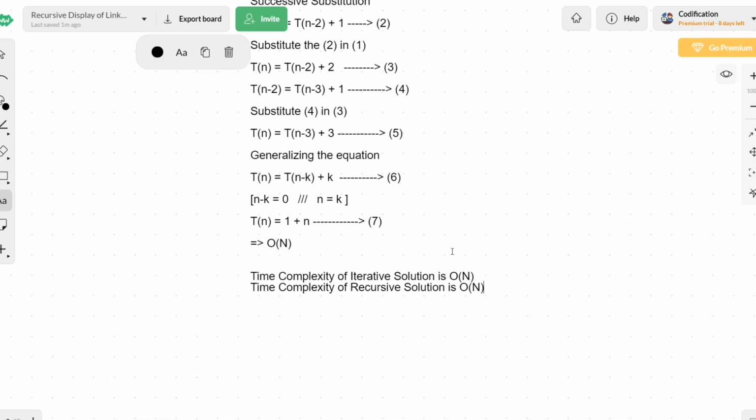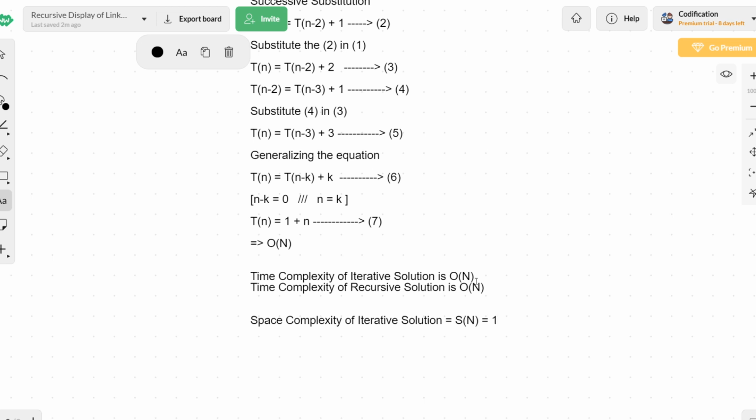So the space complexity of the iterative solution. First of all, let us take the space function s of n. It is equal to how many units of space? Only 1 unit of space.